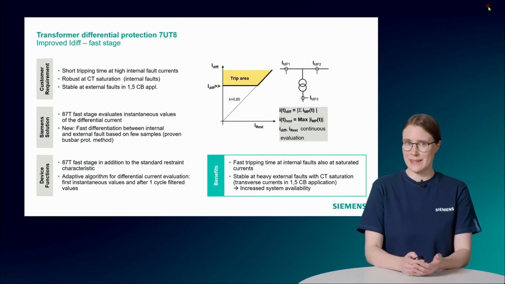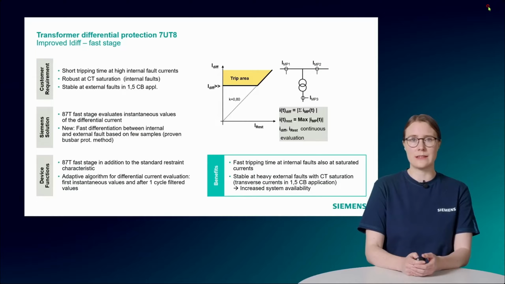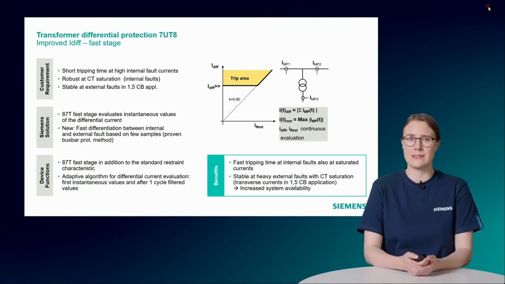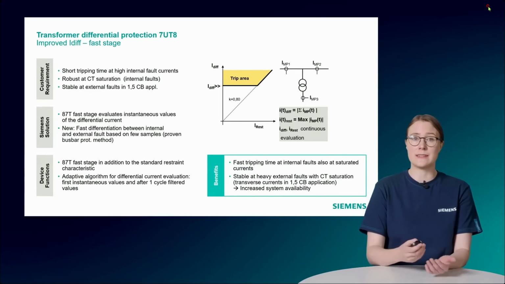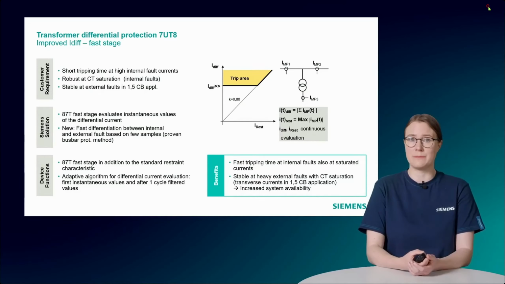So when testing the 87T function, actually two characteristics need to be considered in the test setup. If you want to use, for example, the Test Universe Advanced Differential Module, you must set a differential characteristic 2 times, and both characteristics need to be tested independently from each other.